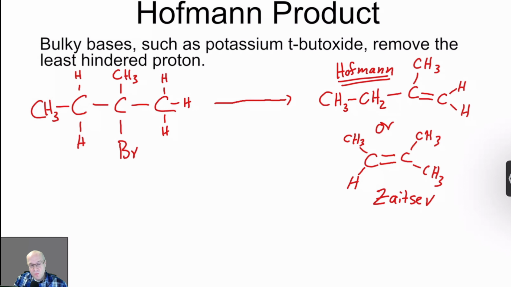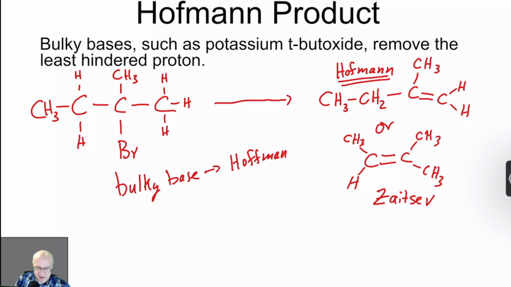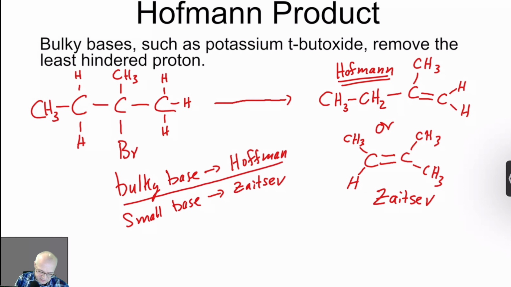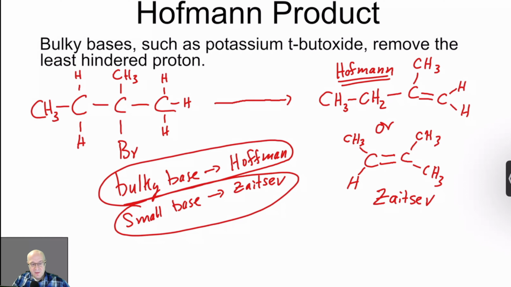Now, what if you want the Hoffman product? What if you want to have it? Well, that's where the bases come in, right? A bulky base favors Hoffman. A bulky base will favor the Hoffman product. A small base will favor the Zaitsev product. So bulky base, Hoffman. Small base, Zaitsev. And that's how it works.